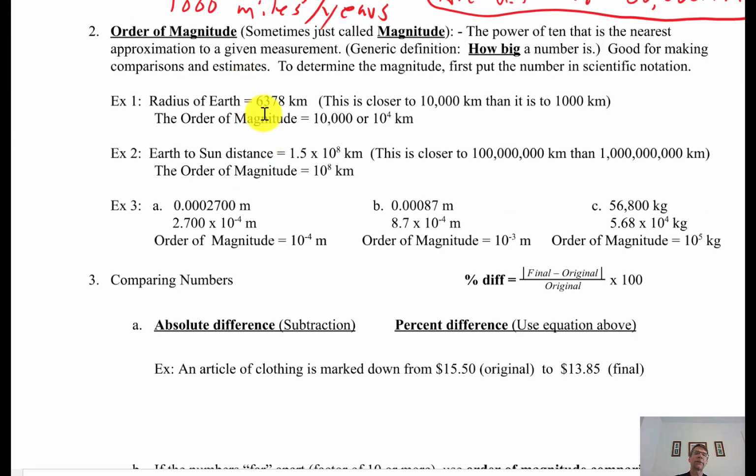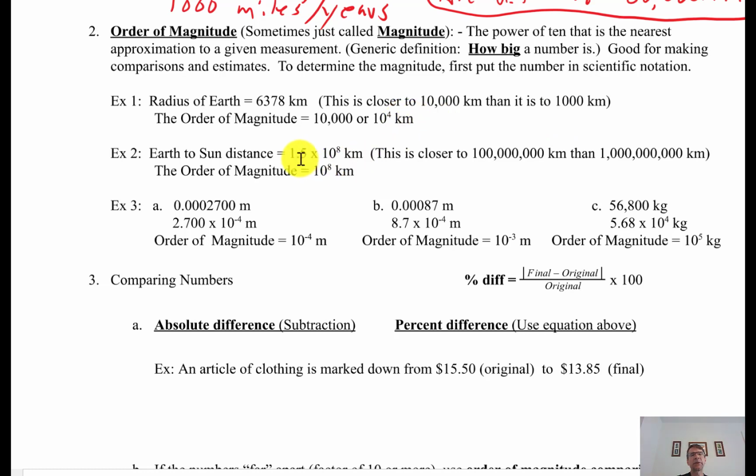The radius of the Earth, 6,378 kilometers. So to an order of magnitude, this number is closer to 10,000. 6,000 is closer to 10,000 than to 1,000. This is a gross rounding technique just to get us ballpark numbers to compare large or small numbers, which we'll get to in a minute.